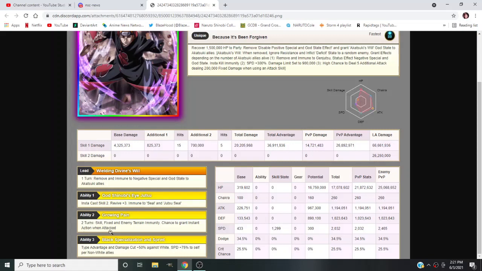Ability 2, 2 turns, skill, fixed damage, and enemy terrain immunity. Chance to grant instant action when attacked. Wow, so for 2 turns, he has skill, fixed, and enemy terrain immunity. Ability 3, type advantage and damage cut plus 50% against white typing units. Speed plus 75% to self per non-white allies.